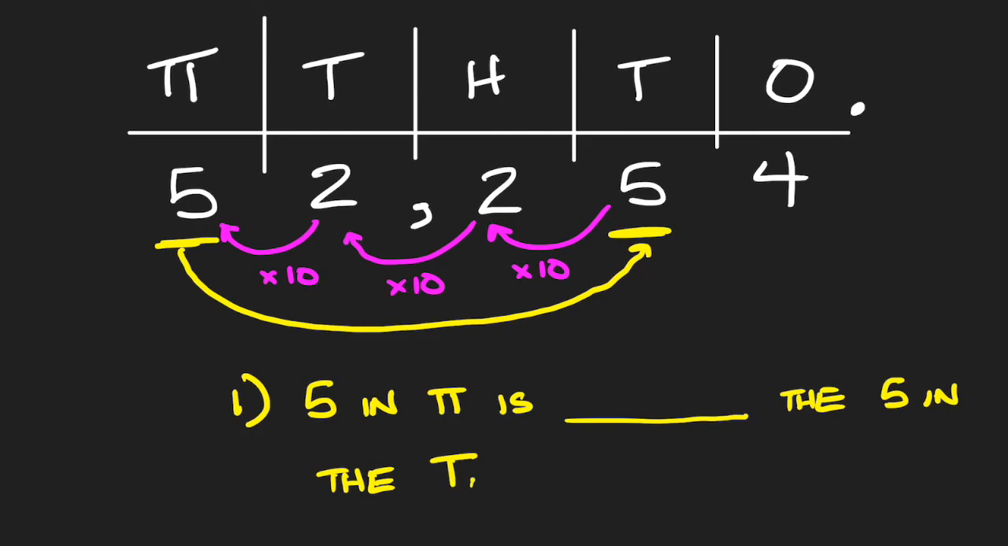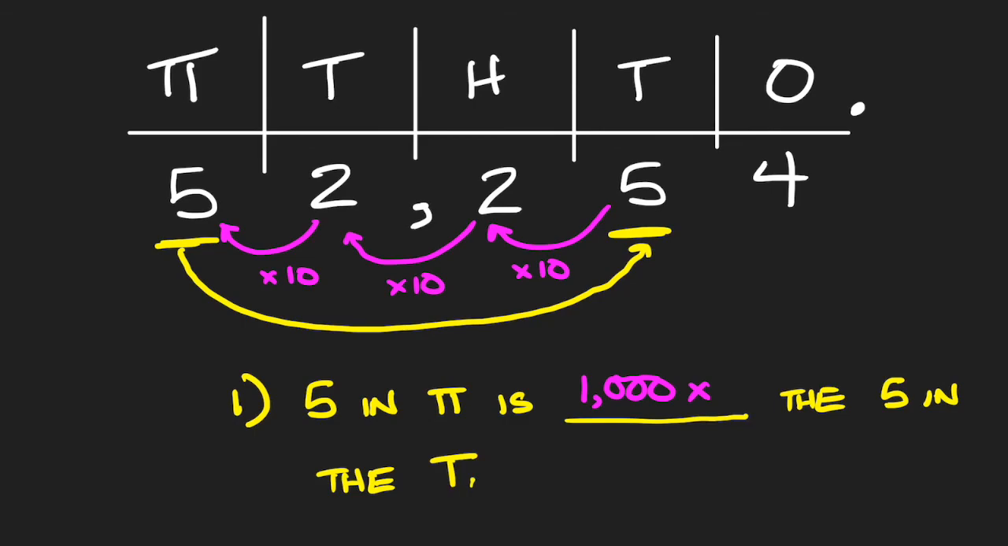So it's 1,000. I know that the 5 in the 10,000s place is 10... I'm sorry, not 10,000. See me? Getting a little carried away. All these colors, they make me happy. It is 1,000 times the value of the 5 in the tens place.